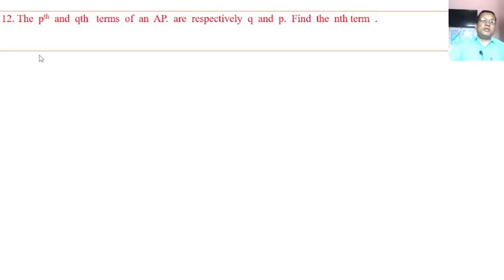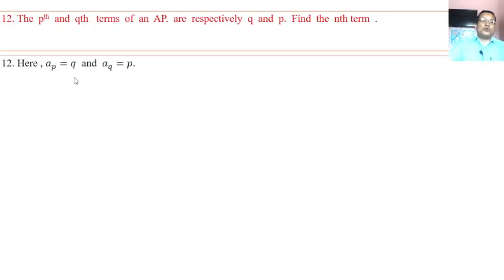Question number 12. The P-th and Q-th terms of an AP are respectively Q and P. Find the n-th term. The P-th and Q-th terms of an AP are given as Q and P. We need to find the n-th term. The question is almost the same as before.